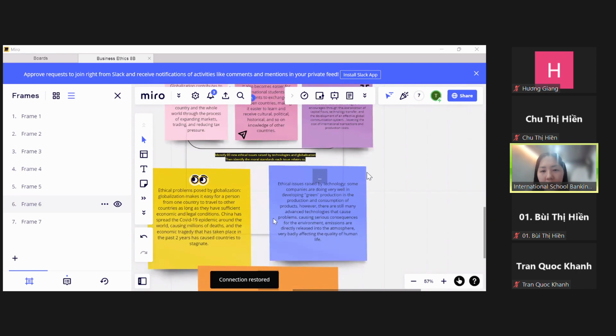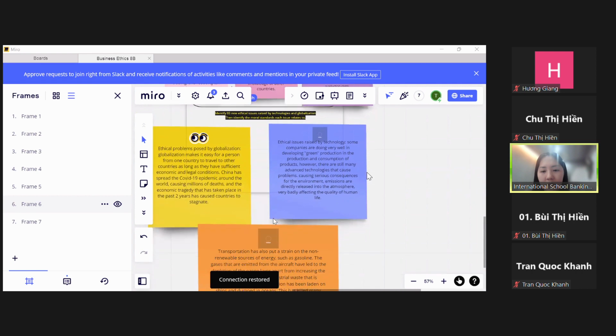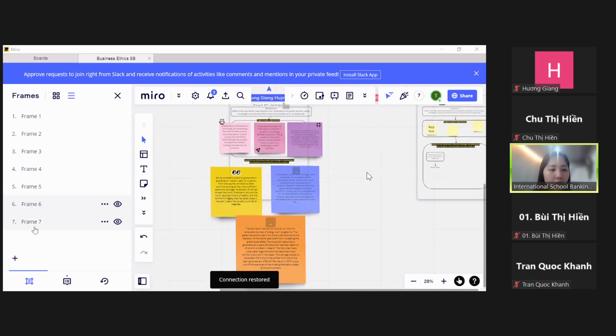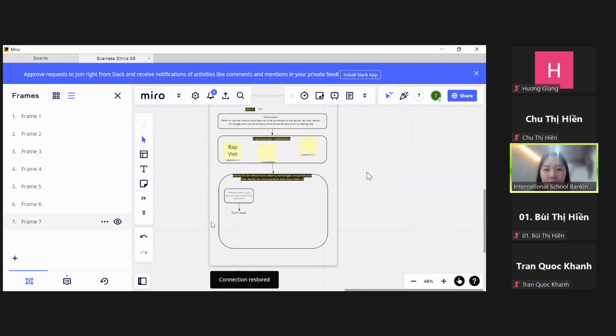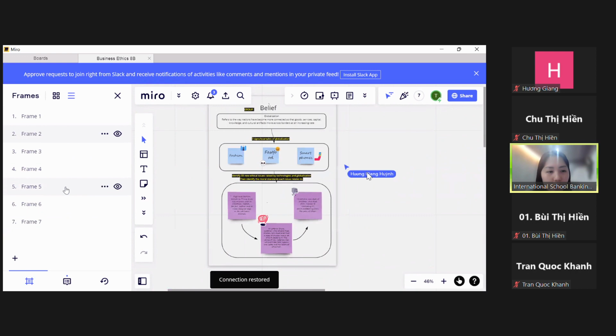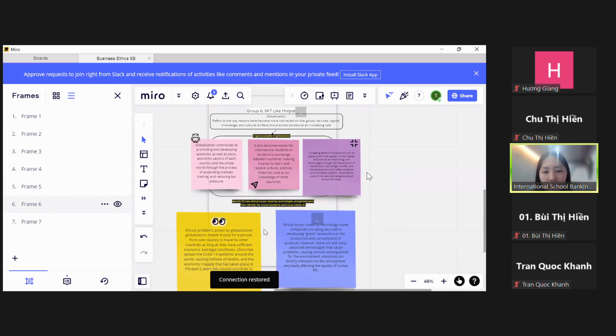So good, very good one. Okay, so I think group number 2 and group number 6 did a good job on this task, and I will give these two groups one extra credit point to your group project. Okay. So we come back to our lecture.